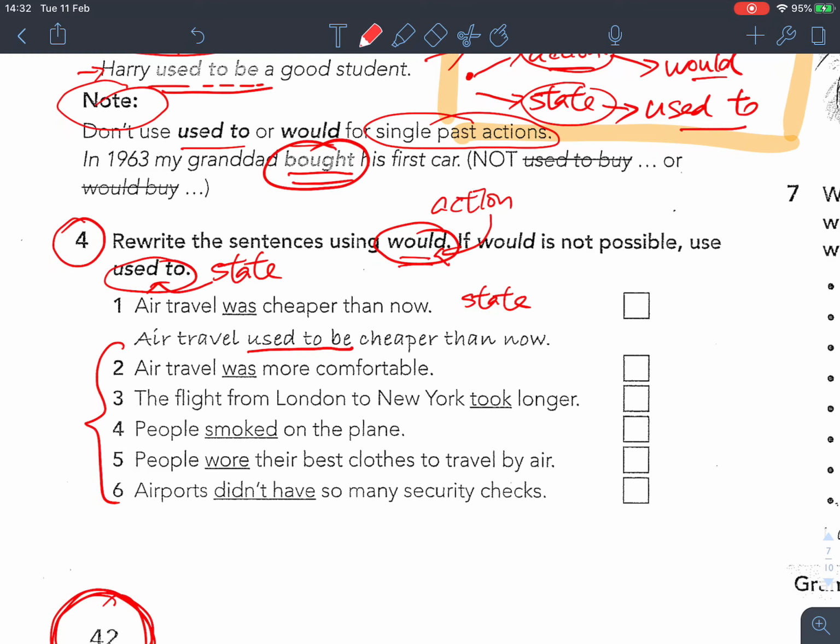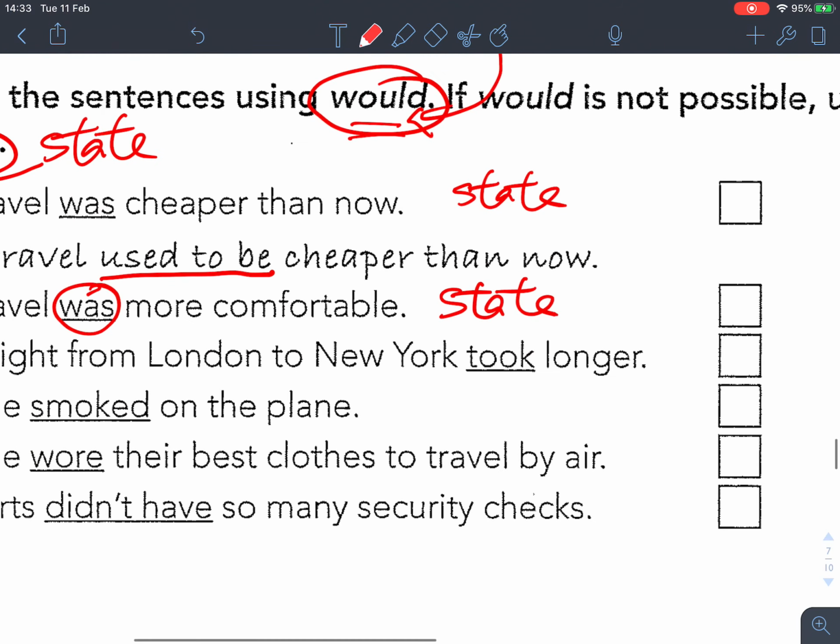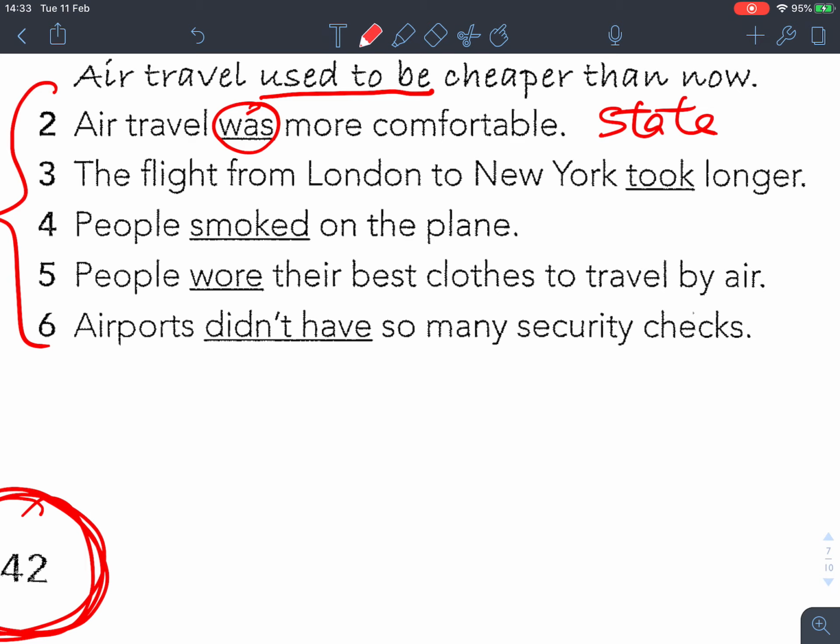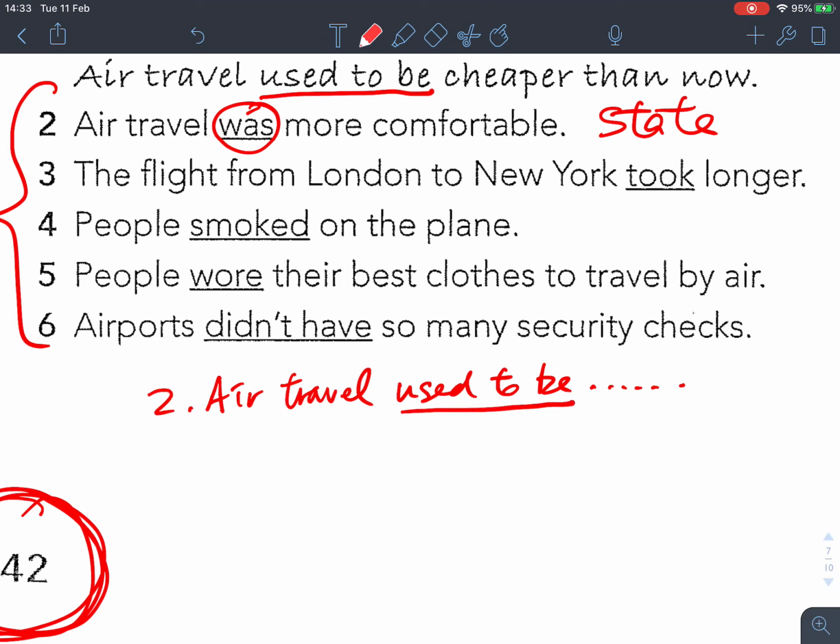Okay, so the second one, "Air travel was more comfortable." So first of all, is it a state or an action? Was, so it should be a state, right? So I'll write it here. It should be a state. So question 2, it should be: air travel used to be more comfortable. This is a state, right? So we change was to used to be.